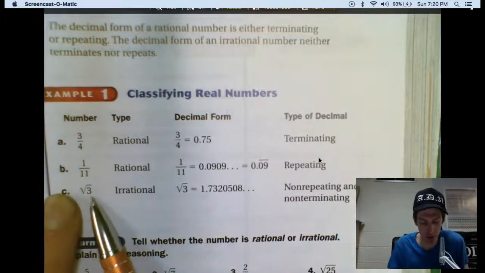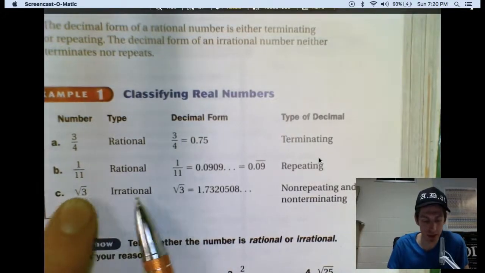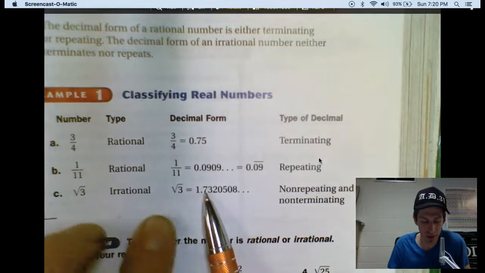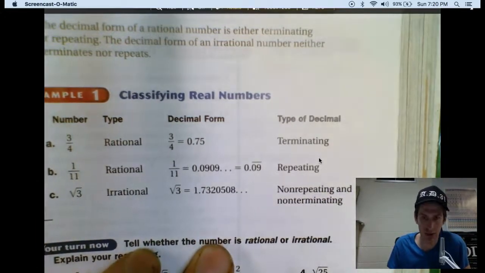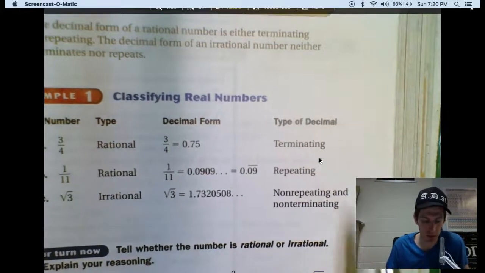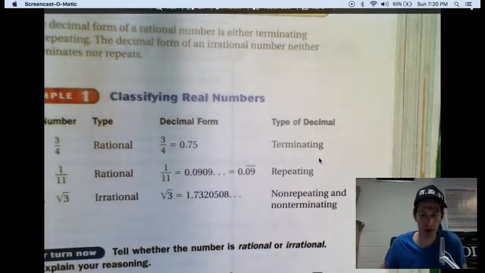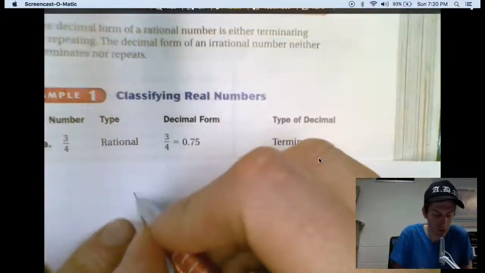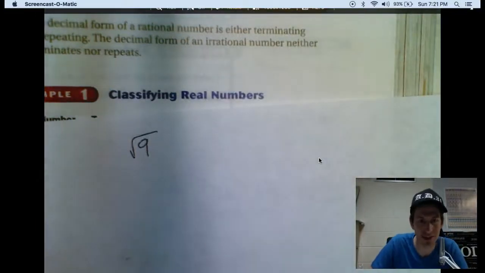Now this one, the square root of 3, cannot be written as a fraction. It's irrational and goes on forever. So they are calling it non-repeating and non-terminating. Why don't you write it the same way? Non-repeating and non-terminating.